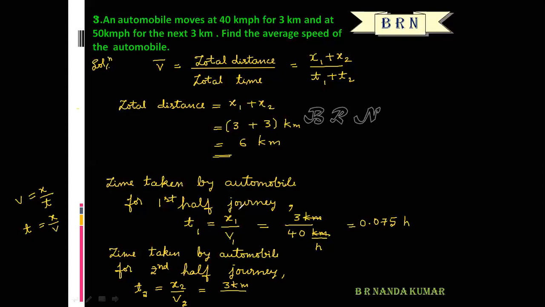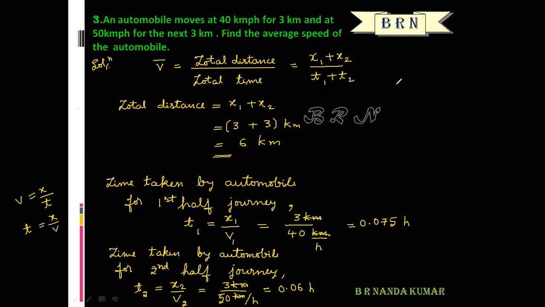V2 is the speed of the automobile in the second half of the journey. That is given as how much? 50 kilometer per hour. So kilometer gets canceled. So 3 divided by 50. What is the value of 3 divided by 50? 3 divided by 50 value is 0.06. What is the unit? Hour.